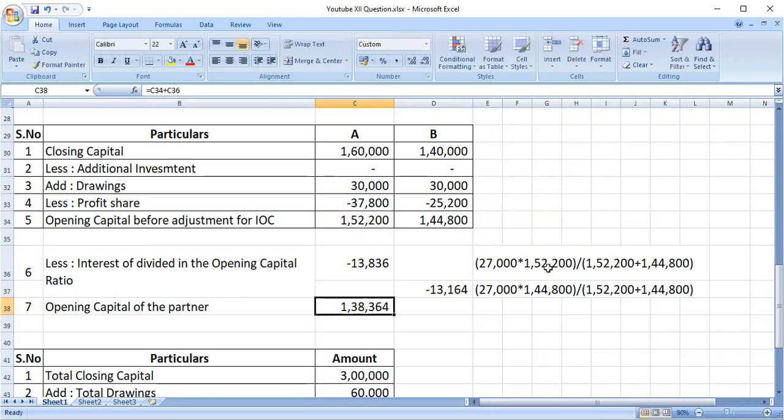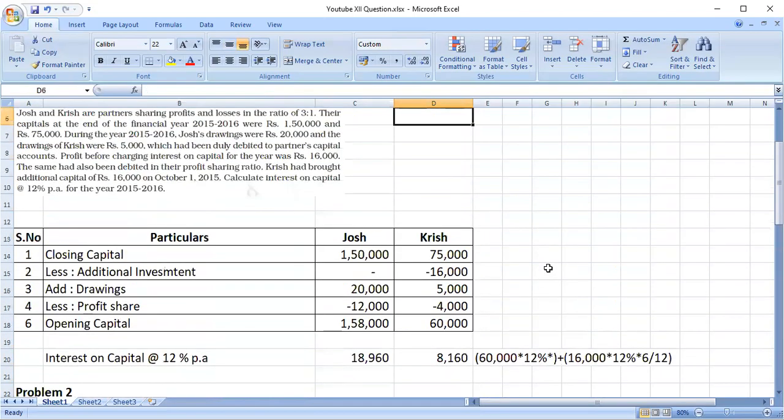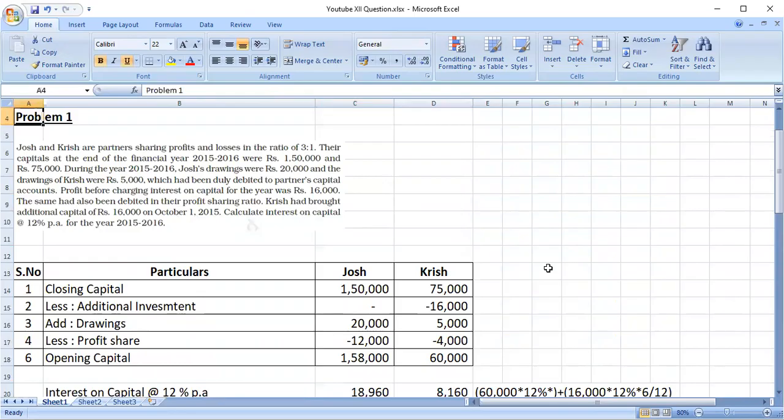And hence the opening capital of the partners would be the opening capital before adjustment for interest on capital minus the interest on capital amount, which is 1,38,364 for A and 1,31,636 for B. So the opening capital problem, a similar opening capital problem, earlier it used to be asked like this.